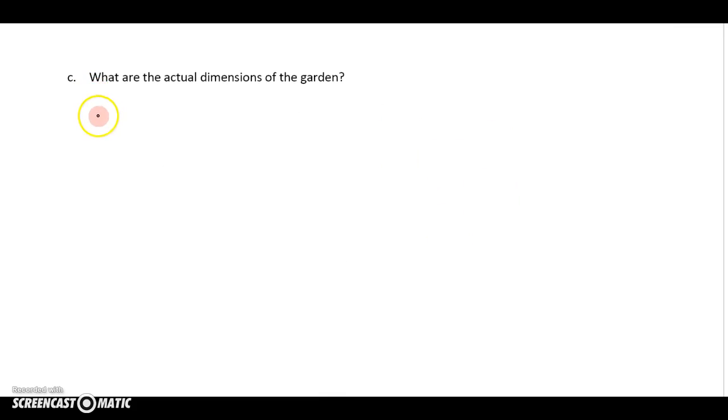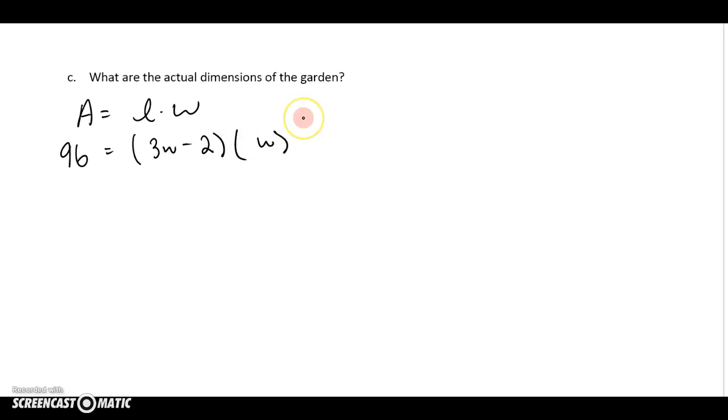All right, let's go ahead and do that. So what are the actual dimensions of the garden? Well, we know that the area equals length times width. We knew that the area was 96 feet squared. The length is 3 W's minus 2 and the width is W. If I multiply this together, I can distribute here. I can say 96 equals 3W squared, and W times negative 2 is negative 2W.